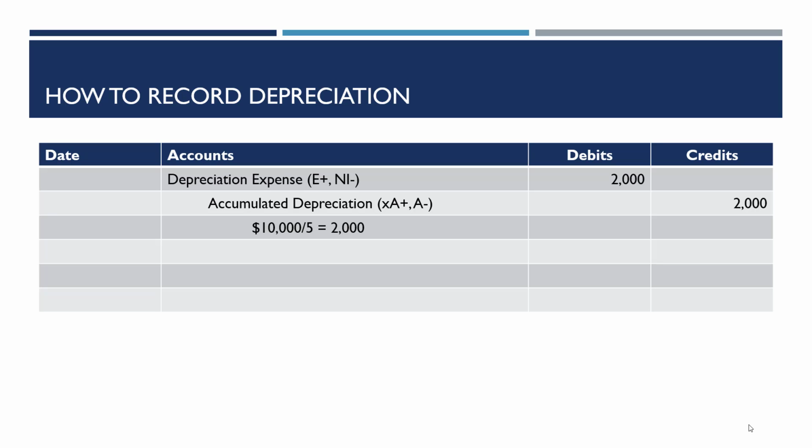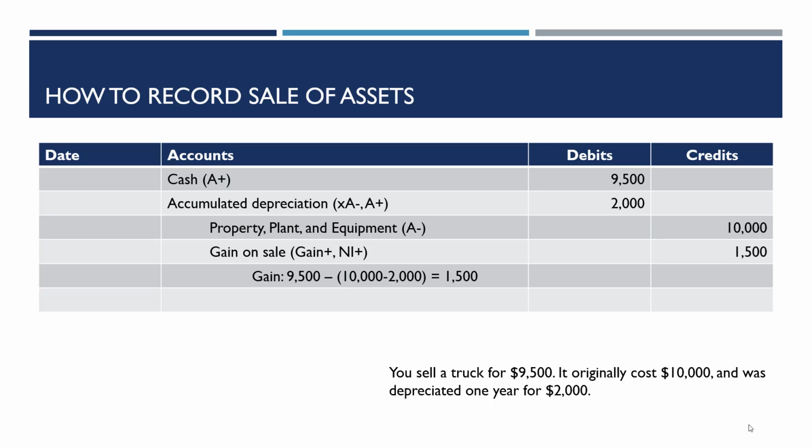Now, if you sell an asset, let's suppose that after a year of having this truck, we sell the truck for $9,500. So again, remember, this truck originally cost $10,000. It was depreciated for 1 year for $2,000. And now we're going to sell it for $9,500.